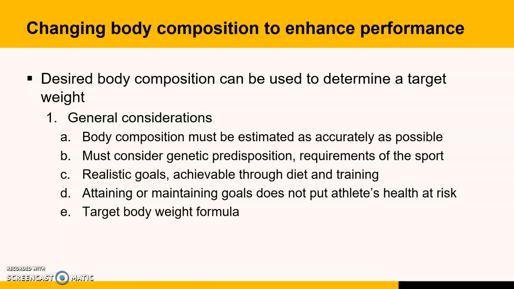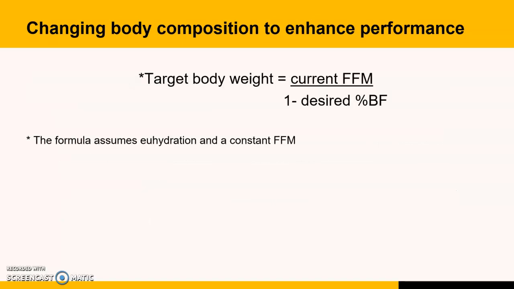Okay, again, untuk desired body weight ni, general recommendation dia, body composition must be estimated as accurately as possible. Kena consider genetic predisposition. Okay, kena ada realistic goal. And attaining or maintaining goals does not put health at risk. Ada formula dia. Okay, this is the formula. Maknanya, berapa target body weight of the athlete? It is equal to the current fat free mass divided by 1 minus desired percentage of body fat.